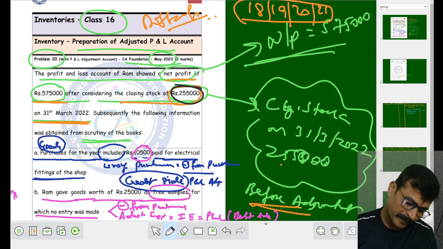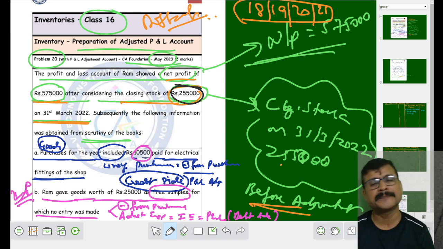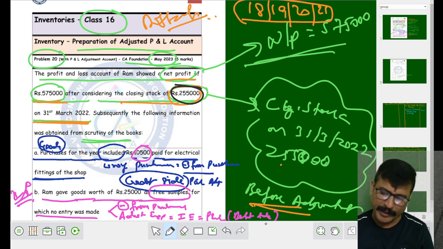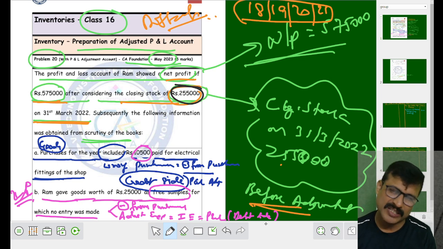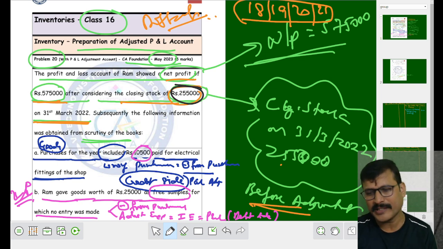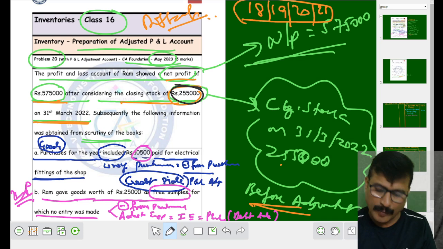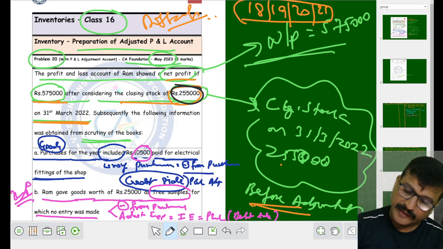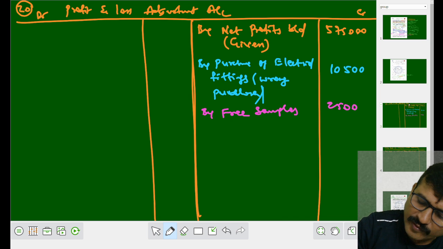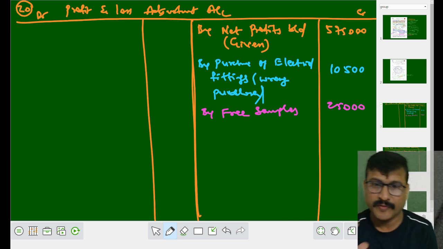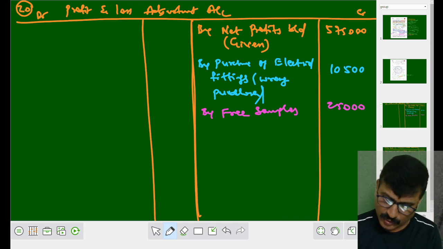Please remember, every point is important. When you give the free samples, it is to be subtracted out of purchases. Again, my dear student, purchases is not given. We have to take it in opposite side. Where we have to take? In the opposite side. That is free samples. How much it is? 25,000. Fine, I take a 25,000. Finished.